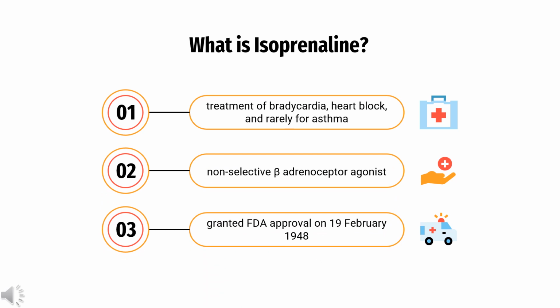What is isoprenaline? Isoprenaline, or isoproterenol, is a medication used for the treatment of bradycardia, heart block, and rarely for asthma. It is a non-selective beta-adrenergic agonist that is the isopropylamine analog of epinephrine. Isoprenaline was granted FDA approval on February 19, 1948.